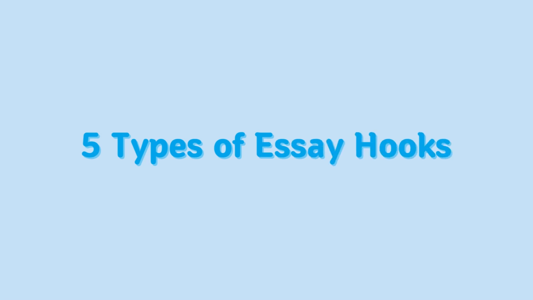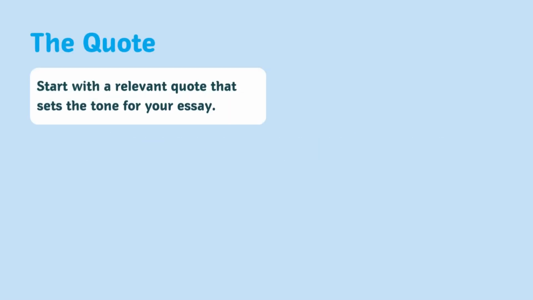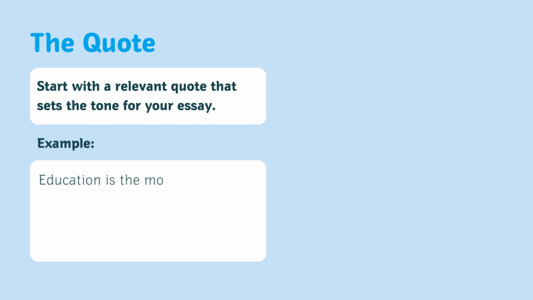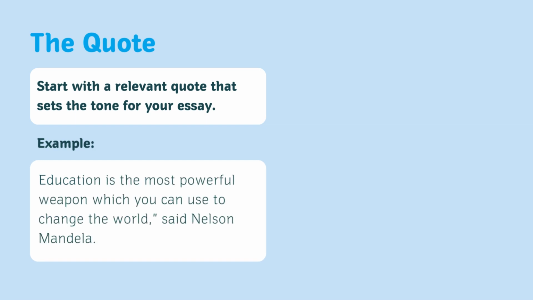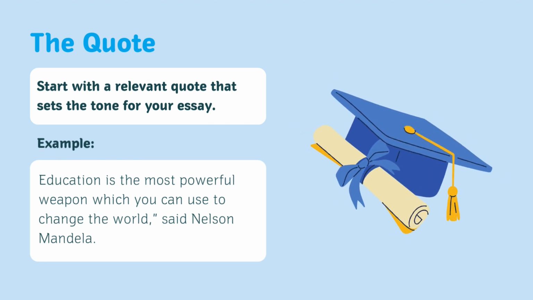Let's take a look. The hook can take various forms, depending on the tone and style of your essay. Let's explore some of the most common types of hooks to use in an informative or persuasive essay. The quote. Start with a relevant quote that sets the tone for your essay. For example, "Education is the most powerful weapon which you can use to change the world," said Nelson Mandela, could be a good hook to use in an essay about the importance of education.